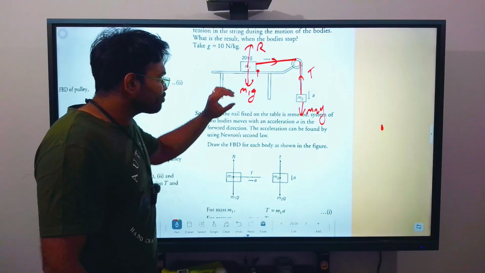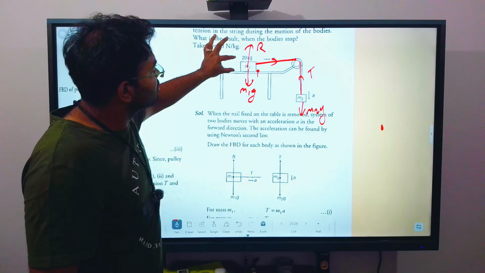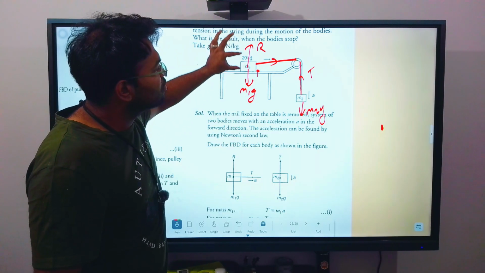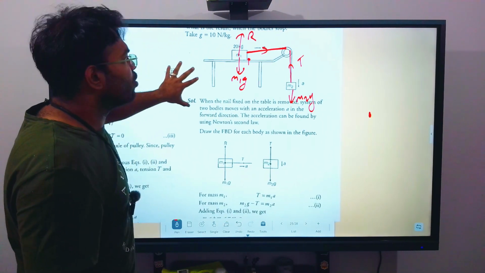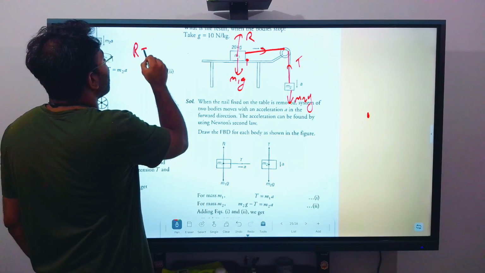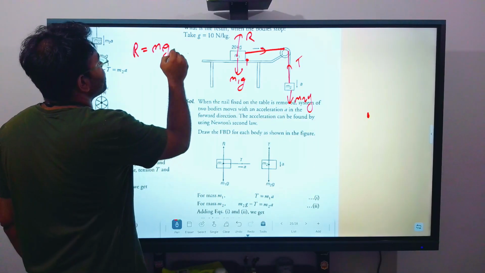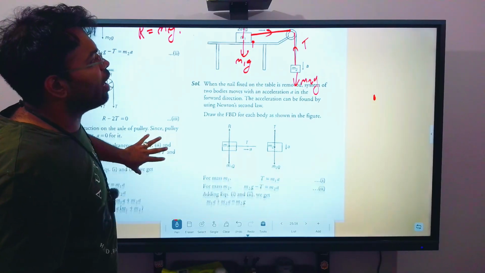Now, is the mass m1 moving in the vertical direction? No, it is not moving in the vertical direction. Therefore, R should be equal to m1g. Okay. So we know that T is equal to m1a.